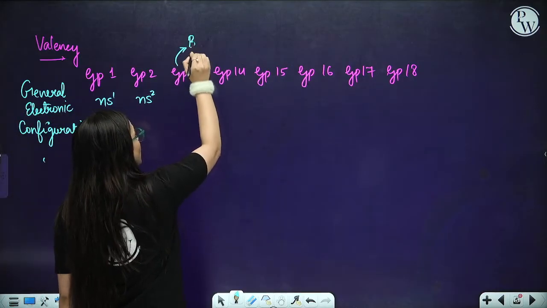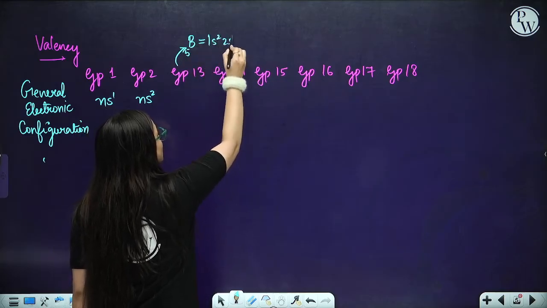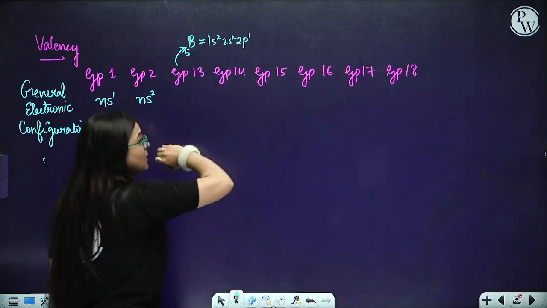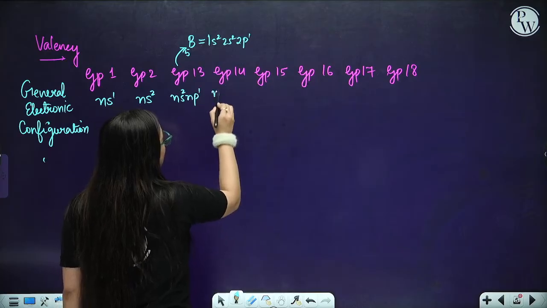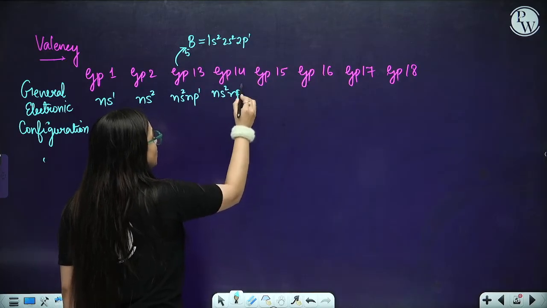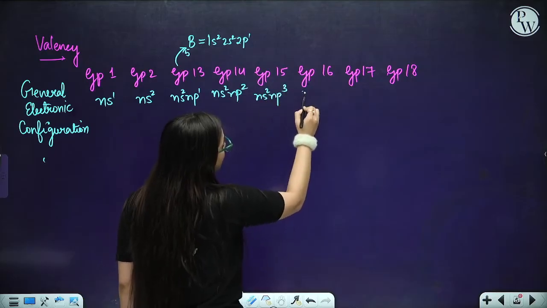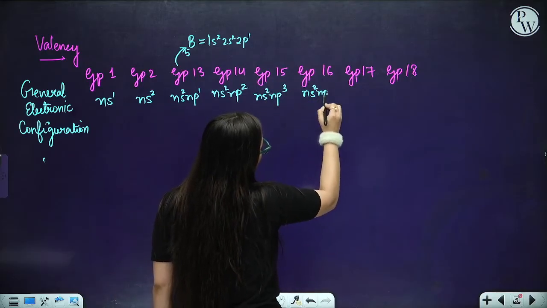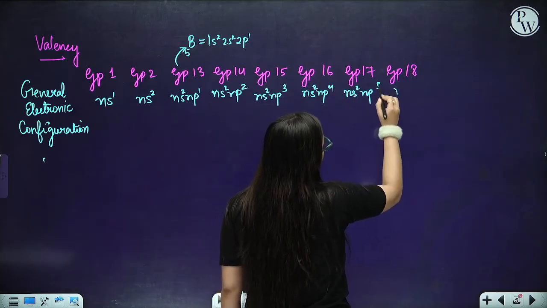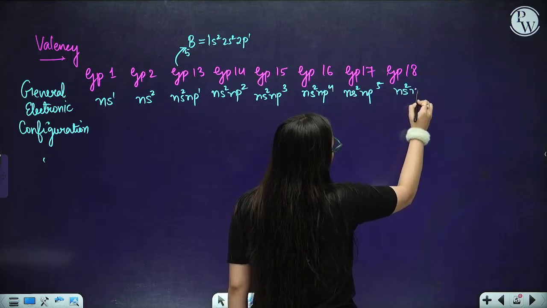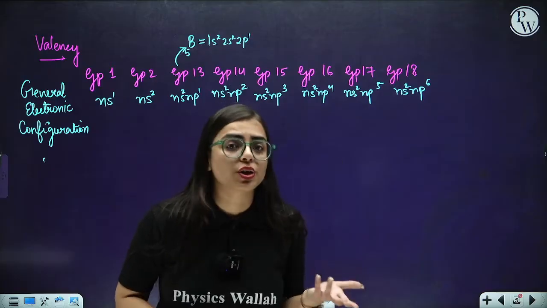For example, we have boron. Boron's atomic number is 5: 1s2, 2s2, 2p1. That means it is ns2 np1. What will it be next? ns2 np2. Then ns2 np3. Then ns2 np4. Then ns2 np5. And then ns2 np6. So this is the general electronic configuration that I am talking about.